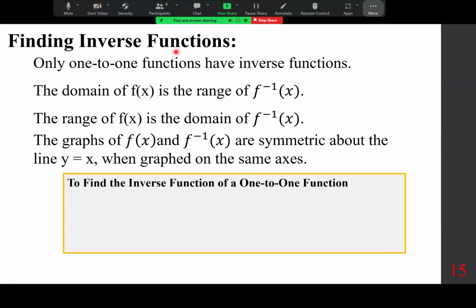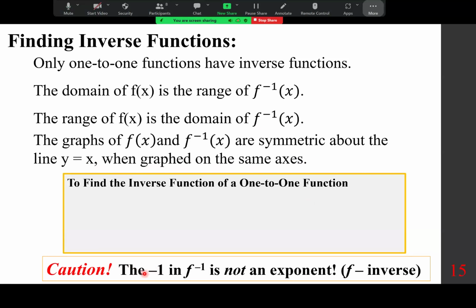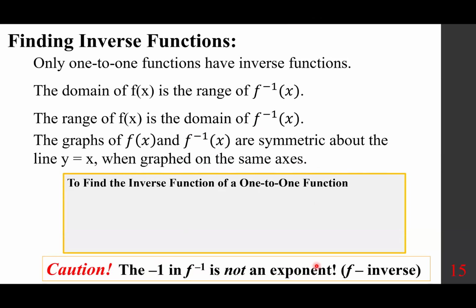Finding inverse functions: only one-to-one functions have inverse functions. The domain of f of x is the range of f inverse. The range of f of x is the domain of f inverse. The graphs of f of x and f inverse are symmetric about the line y equals x when graphed on the same axis. To find the inverse function of a one-to-one function, first, remember, this is important, this -1 here is not an exponent. It is read f inverse. We've mentioned that. I just thought it's worth mentioning it again, okay? So we want to make sure that we don't make that mistake, okay?